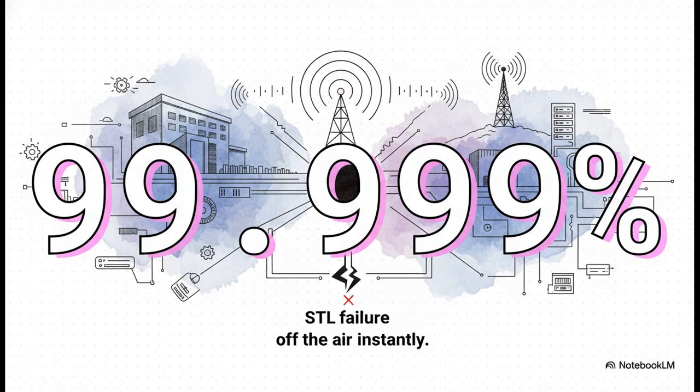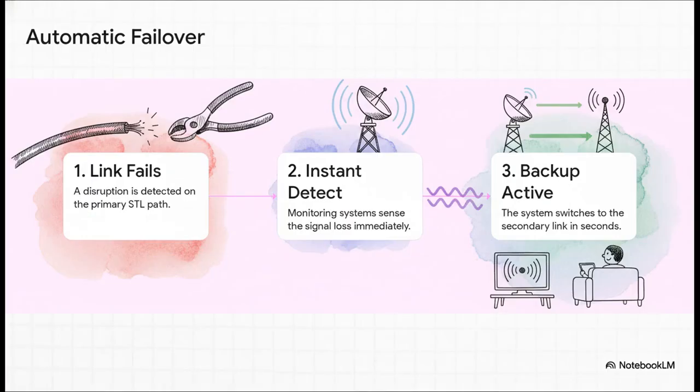And why is that the magic number? Because think about it. In live broadcasting, there's no loading screen, no please wait message. If that link fails, even for a second, the station is dead air, gone. The stakes are just incredibly high. So how in the world do you hit a number like that?